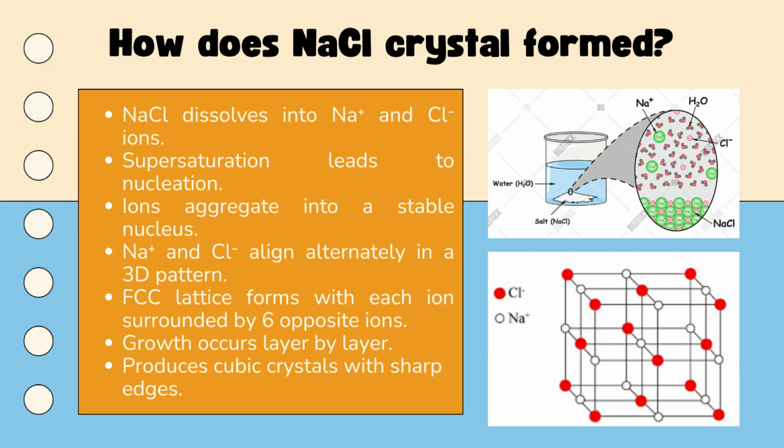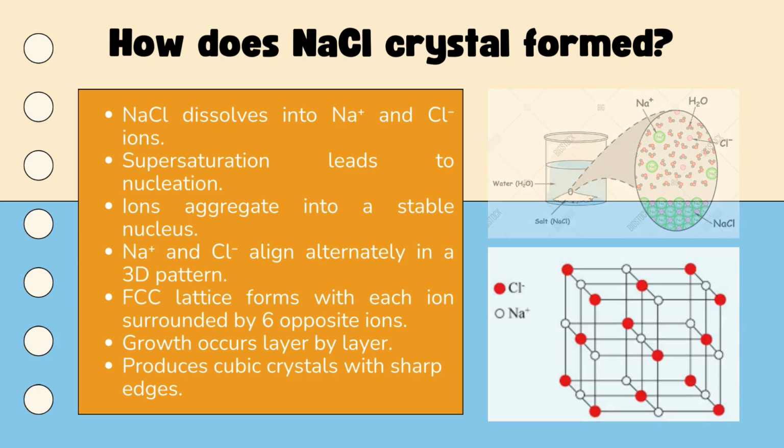As the crystal grows, the sodium and chloride ions alternate in a regular 3D arrangement. This structure minimizes energy and forms a face-centered cubic lattice. In this lattice, each sodium ion is surrounded by 6 chloride ions, and each chloride ion is surrounded by 6 sodium ions, creating a stable structure. Finally, the crystal grows layer by layer along specific crystallographic planes. This results in a cubic shape with sharp edges and flat faces, characteristic of sodium chloride crystals.